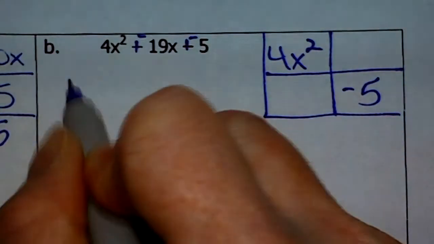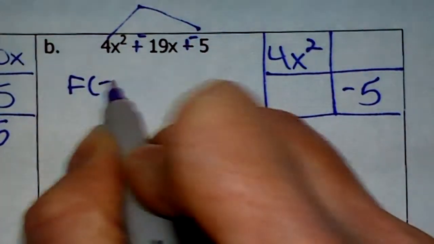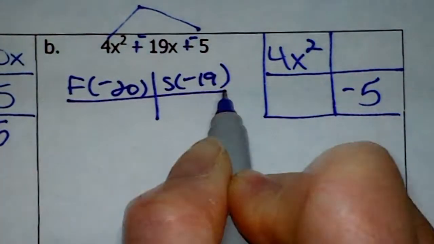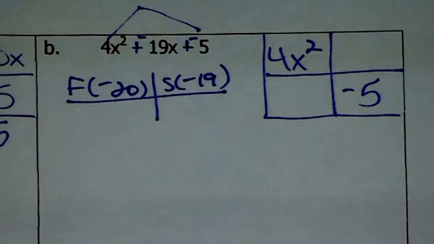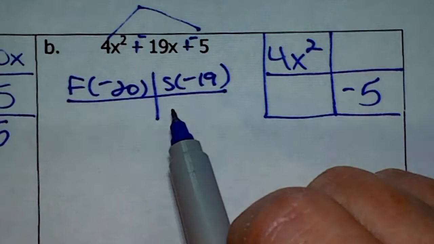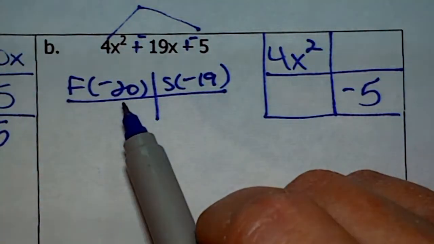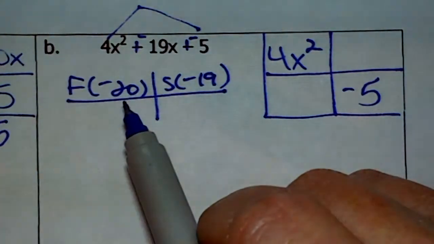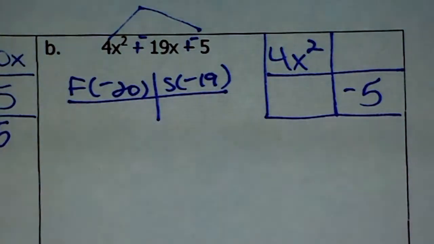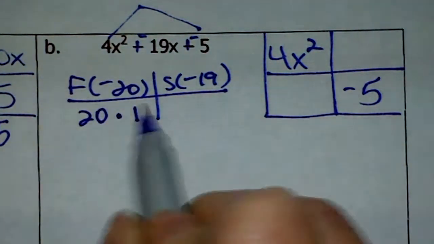Now I want to take the factors of A times C. So 4 times negative 5 is negative 20. And I want to get the sum of B, which is negative 19. Now this is a little bit different because I have a negative and another negative. So think about this. If you're trying to get a negative when you multiply 2 numbers, it needs to have one negative, right? They both can't be negative, one of each. And if when I add them I need to get a negative result, that means the higher digit needs to be negative. So I know that 20 times 1 is 20, right?